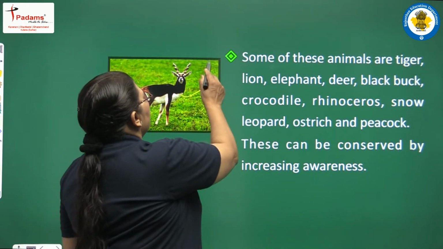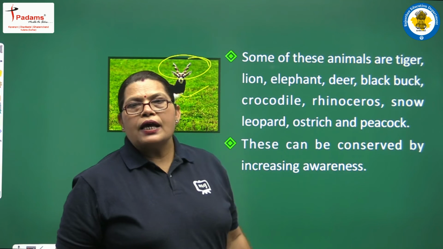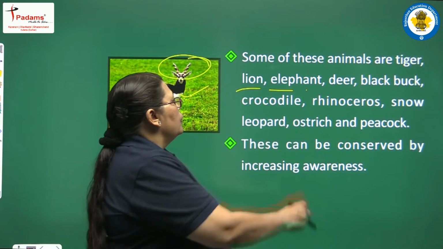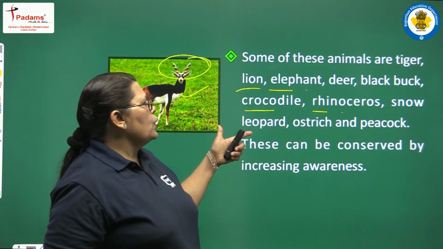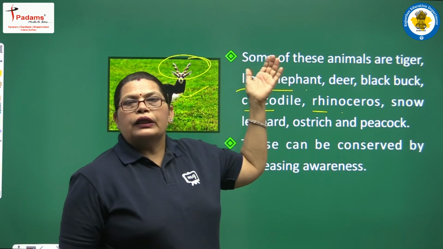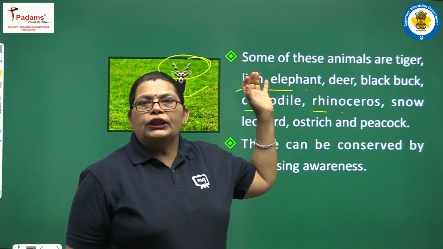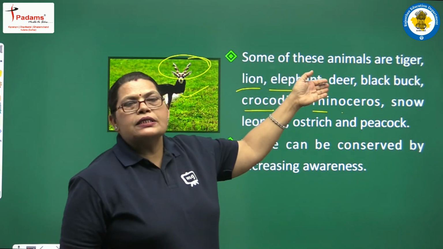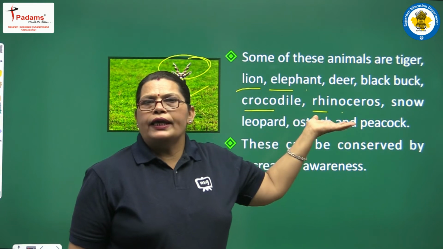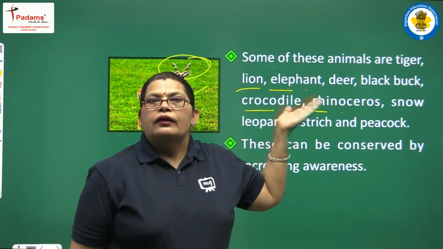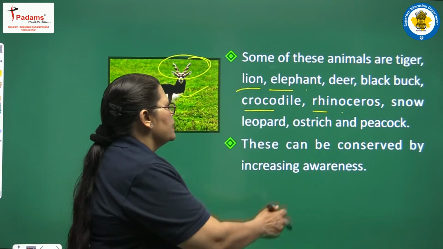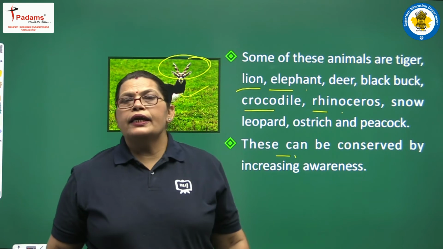Other things also, see here, this one. Some of these animals are tiger, lion, elephant, deer, blackbuck, crocodile, rhinoceros, snow leopard, ostrich and peacock. Yes, all these animals are sharp targets of poaching because these animals are killed for the different things they hold in their bodies. So what? It's our human's main mistake that we are poaching all these animals. See, these can be conserved by increasing awareness.